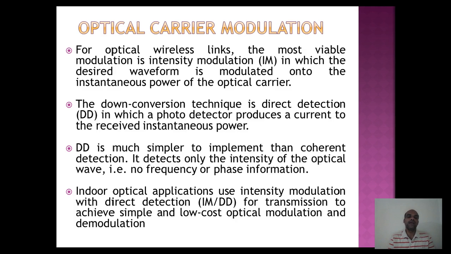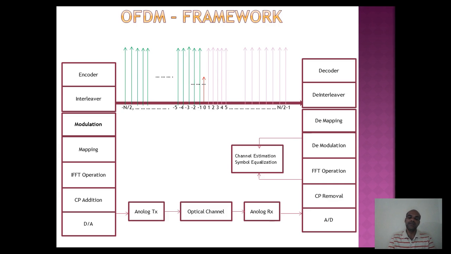Direct detection is very simple to implement compared to coherent detection. It detects only the intensity of the optical wave, that is, no frequency or phase information. So in general, indoor optical applications use intensity modulation with direct detection for transmission to achieve simple and low cost optical modulation as well as demodulation.